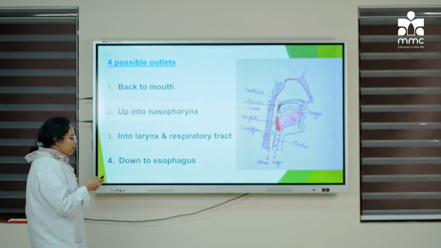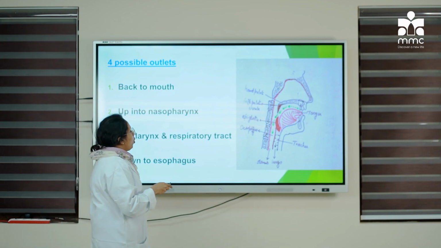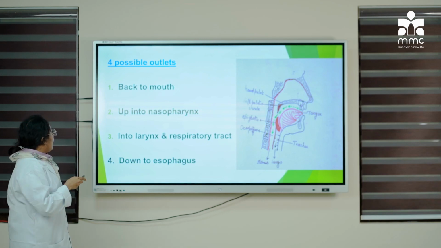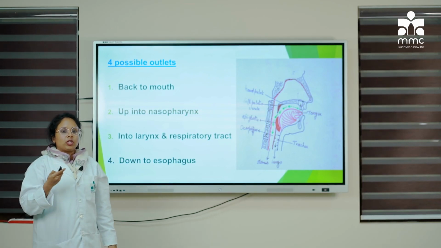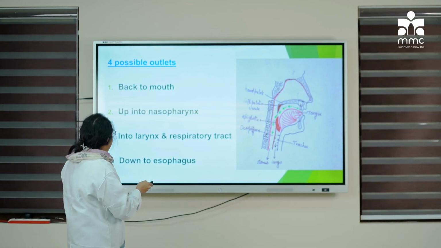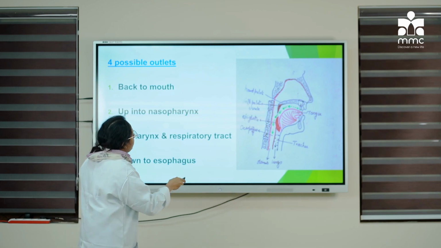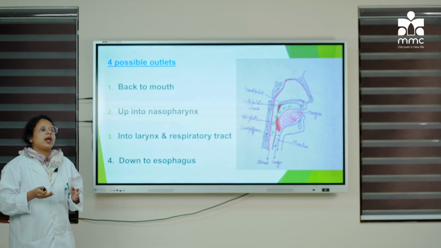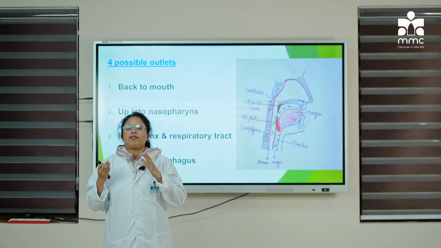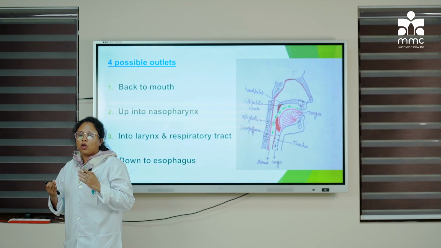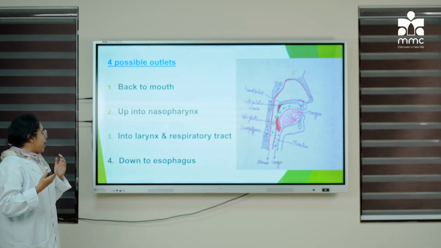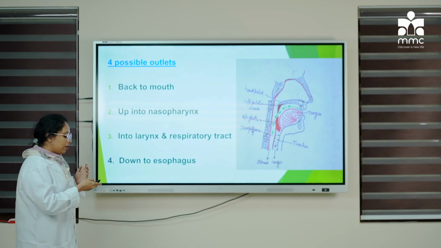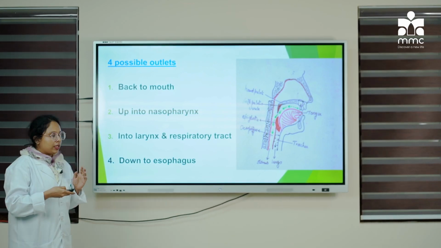So once the food is in the oropharynx, it can go into 4 possible outlets: back into the mouth, up to the nasopharynx, into the larynx and the trachea, which is shown in the figure, and down to the esophagus. But once the food is in the oropharynx, a reflex known as the deglutition reflex occurs, which ensures that the food passes down to the esophagus and not to any other opening. Now we will see the deglutition reflex.